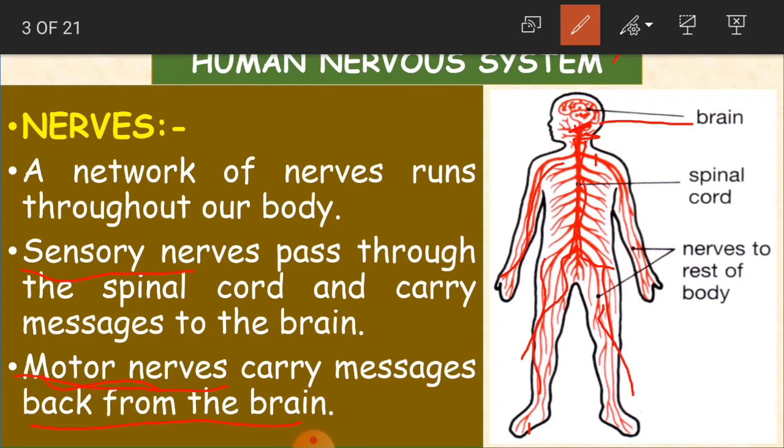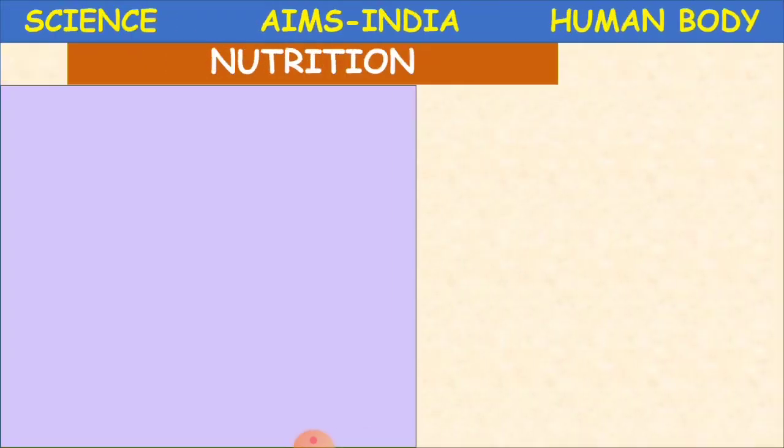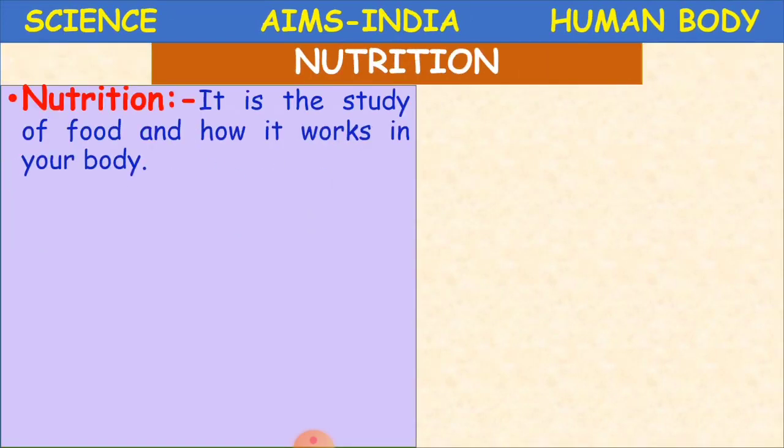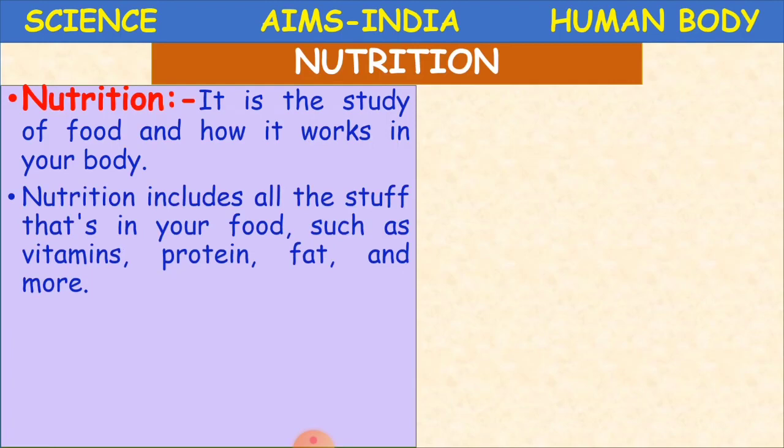Okay, children, and these are all the nerves of the rest of the body. Clear? Okay, now next, it is about nutrition. Nutrition means what, children? It's about our food. Nutrition is the study of food and how it works in your body.